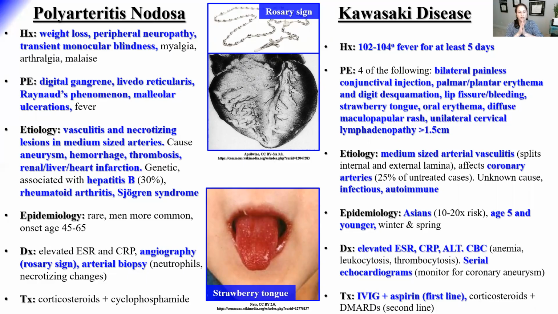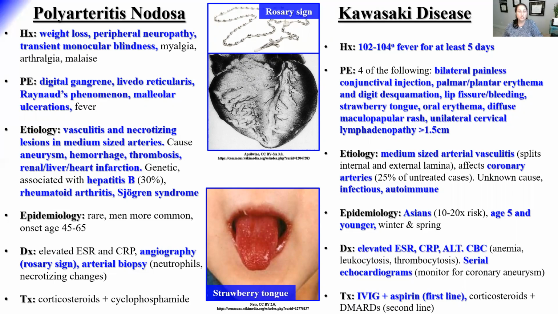In Kawasaki's, this is going to be a younger population, and Asian people have 10 to 20 times risk for this. So this is going to be usually less than 5 years old. They're going to present with a very, very high fever, so 102 to 104 for at least 5 days, plus 4 of the following. Remember how I said Sjogren's was dry, dry, dry, dry, dry? Kawasaki's is going to be red, red, red, red, red.